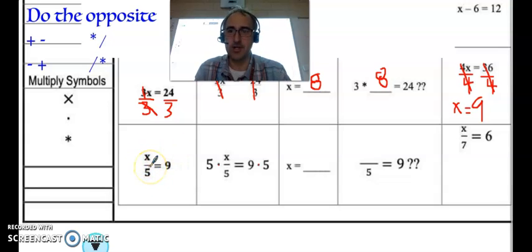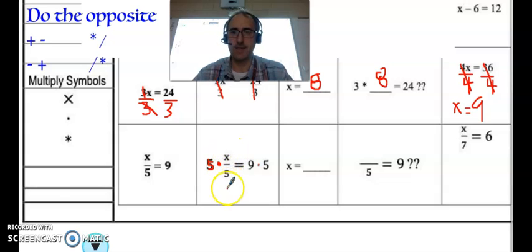Here we see a fraction. Now, a fraction is a division problem. All fractions are division problems. This is read x divided by 5. It says divide. We do the opposite. What's the opposite of divide? Multiply. So we're going to use the dot here. We're going to multiply both sides by 5.